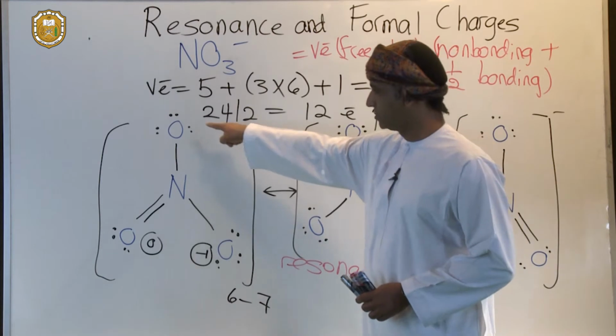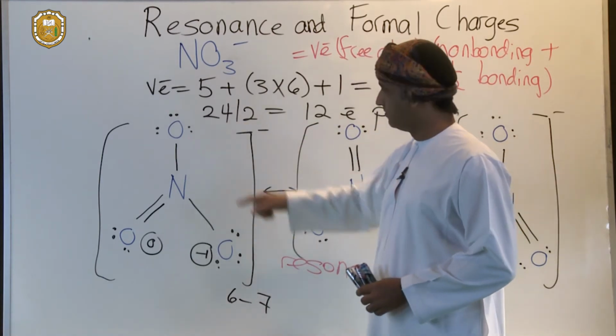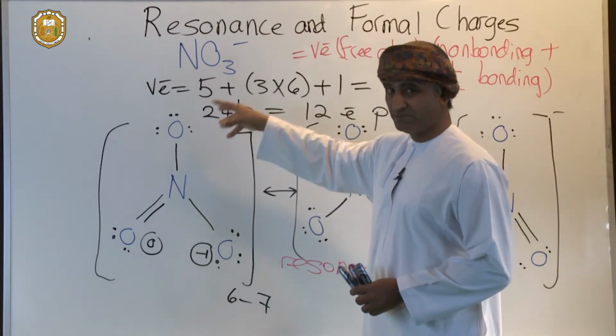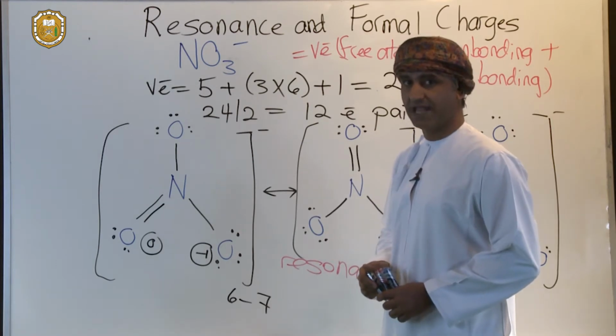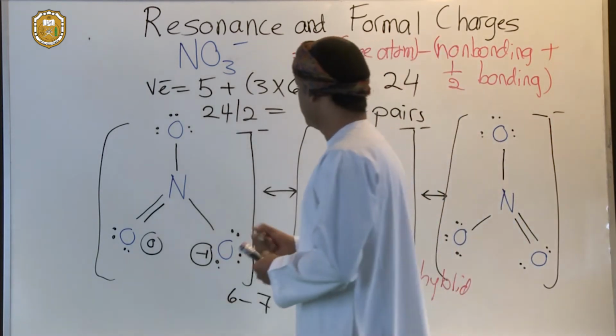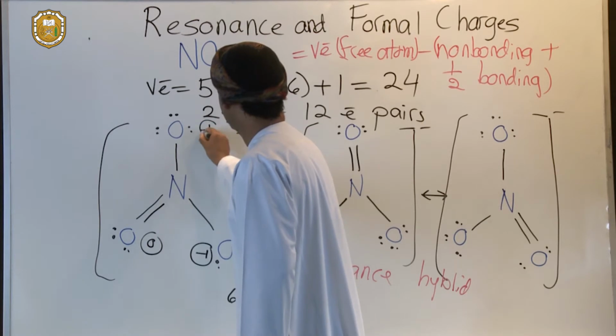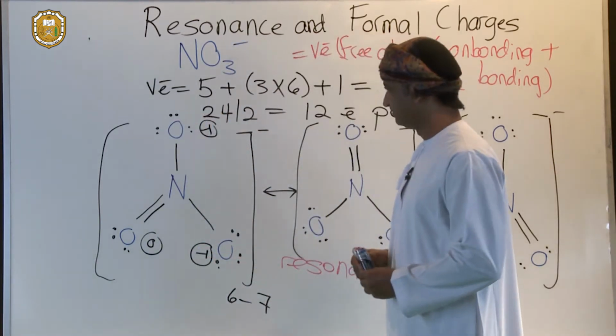If you look at that oxygen, it's 6 non-bonding plus 1, that's 7. 7 from 6, which is the number of valence electrons in the free atom. So 6 minus 7, that is minus 1. So it is minus 1 for that oxygen.